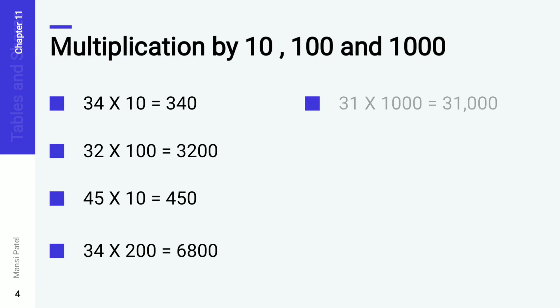Then the next one, 31 multiplied by 1000. So first you have to do the multiplication of numbers only. Which are the numbers? The numbers are 31 and 1. So we know that 31 ones are 31. Now in a 1000, how many zeros are there? In a 1000, there are three zeros. So after 31, you have to write down three zeros. So 31 thousands are 31,000.